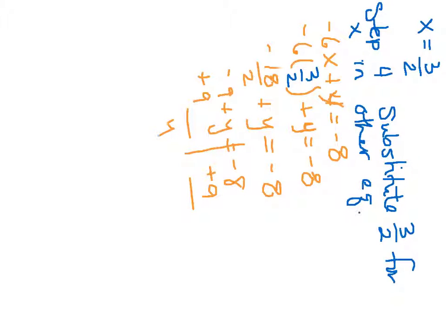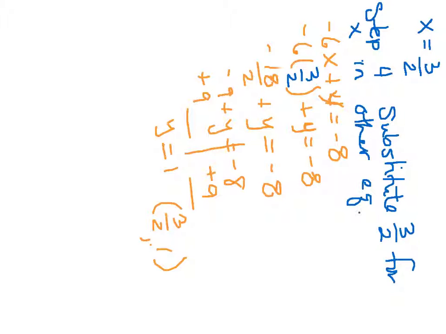And I get y is equal to 1. So my answer is the ordered pair (3/2, 1). And now I'm going to verify that equation. To verify it, I'm going to substitute 3/2 and 1 into the other equation. So let's take a look here.